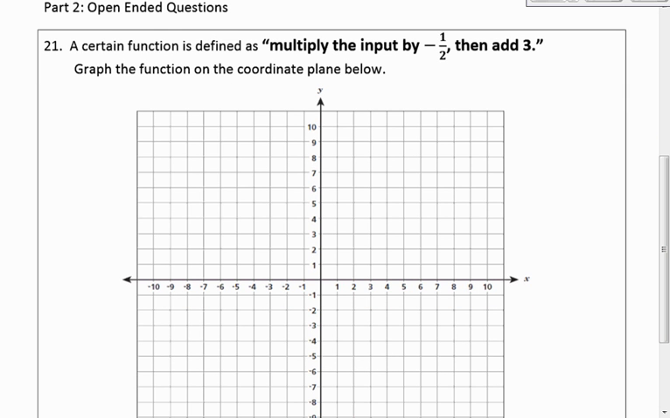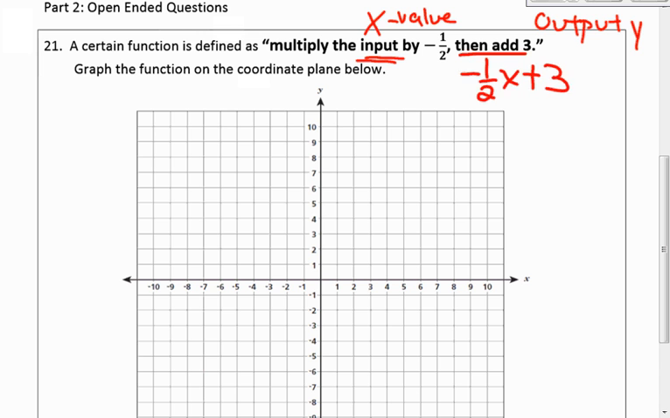For number 21, it says a certain function is defined as: multiply the input by negative 1/2, then add 3. We didn't really go over what input means. Input means the same thing as the x value. The word output is the same thing as the y value. So if the input is the x value and we need to multiply it by negative 1/2, we do negative 1/2 times x. It then says to add 3, so we would do plus 3. They're talking about the equation of the line here, so it would be y equals negative 1/2 x plus 3.